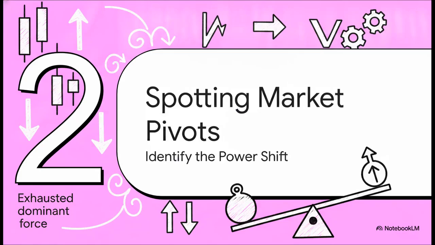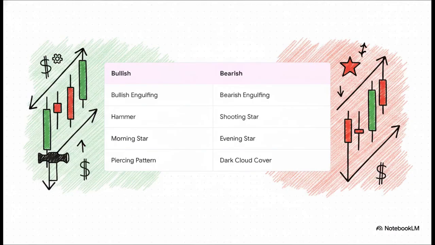Section 2. Spotting the market pivot. As a senior analyst, my job is to categorize raw data into a really clean mental map for you. For major reversal patterns, we just split them into two camps. Bullish reversals happen at the bottom of a downtrend, signaling buyers are stepping in. Bearish reversals happen at the top of an uptrend, signaling sellers are taking over. Mentally categorizing these helps you instantly identify when the market's momentum is about to completely change directions.